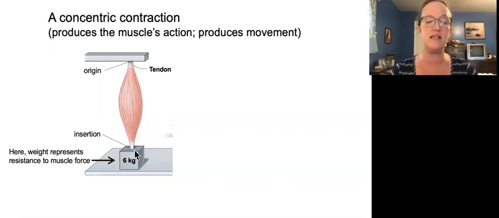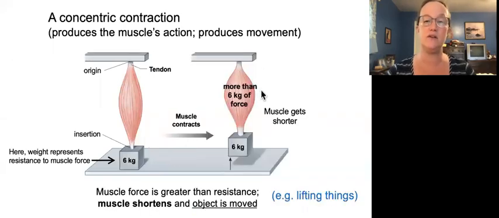That represents how hard whatever this is pulling on this muscle. So let's say that this is biceps and this is the forearm and the hand. The forearm and the hand have a weight of 6 kilograms, okay? So if biceps is going to flex the elbow and move the forearm and the hand, it needs to develop more than 6 kilograms of force when it contracts.